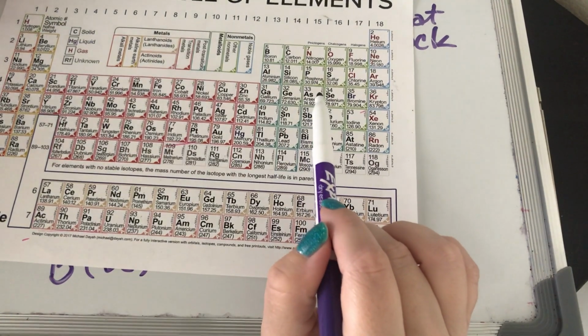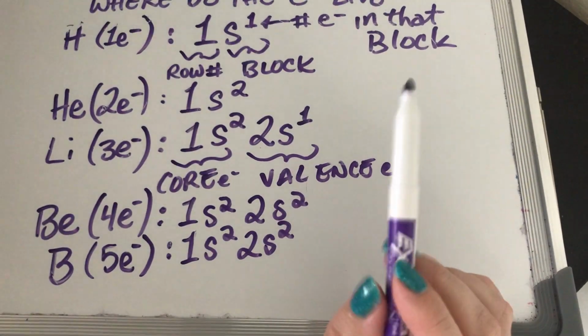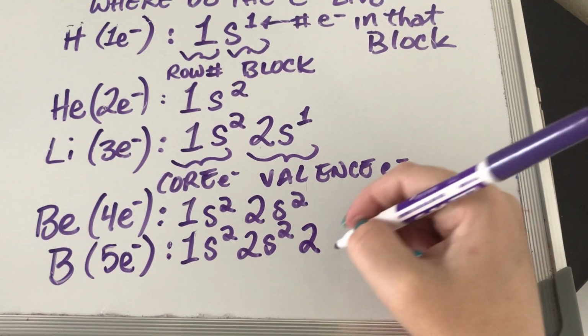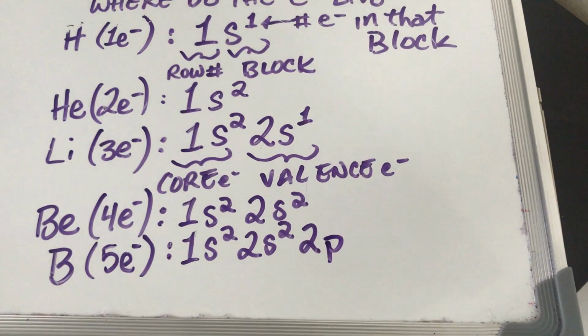The P block, right? So we're still in row 2, right? But now we're in the P block, right? How many electrons do we have in that block? 1. Right?